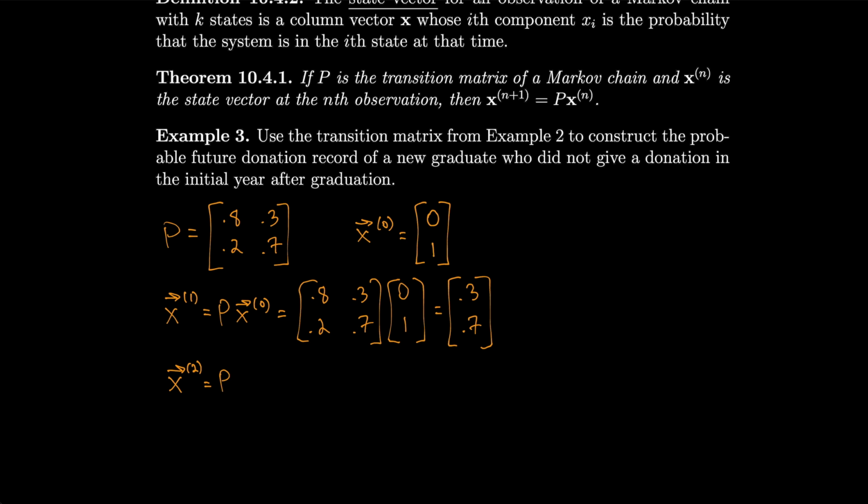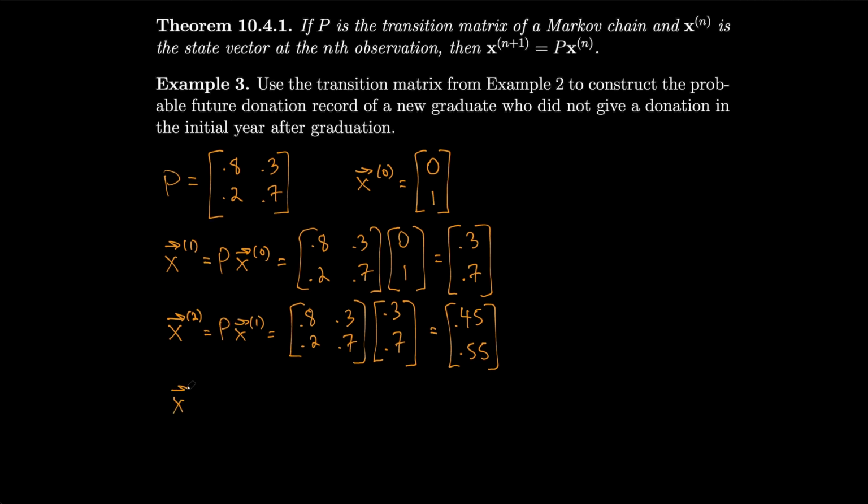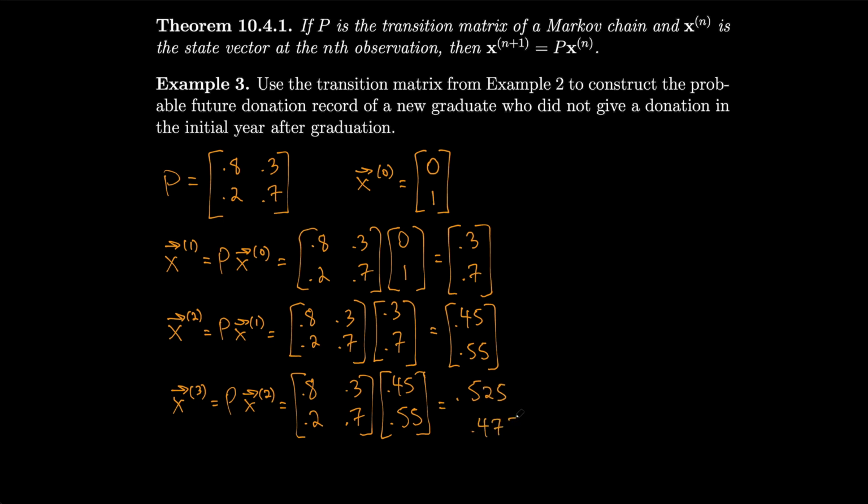For x2, that would be P times x1, the preceding state vector. So that's 0.8, 0.2, 0.3, 0.7 times 0.3, 0.7. And we get 0.45, 0.55. Okay, let's keep going, get x3. We'll multiply P times x2. So 0.8, 0.2, 0.3, 0.7 times 0.45, 0.55. And we get 0.525, 0.475.